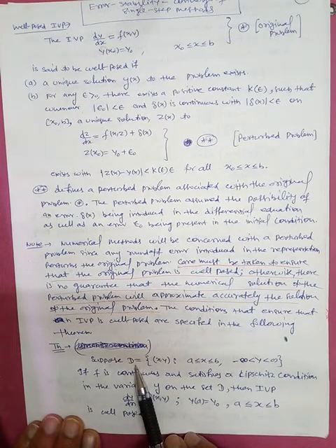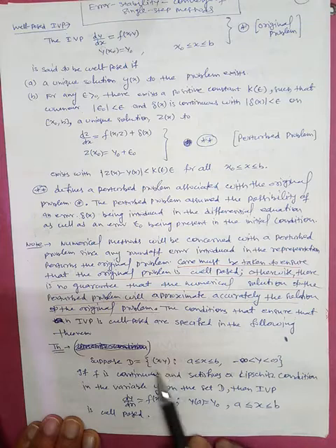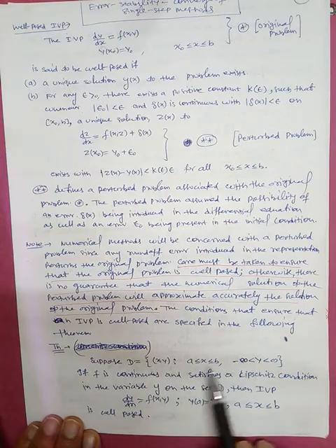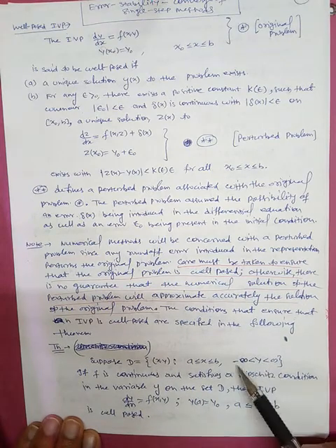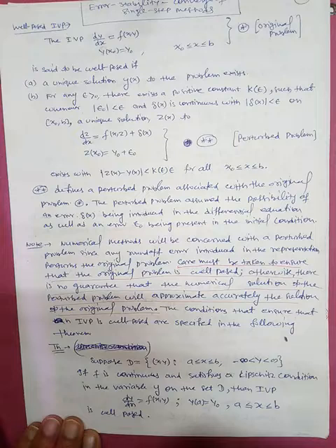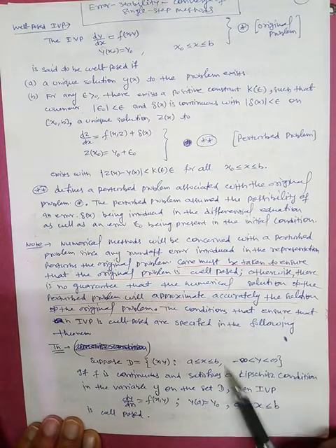Suppose D is the domain having the points of the form (x, y) where x varies from a to b and y is basically from minus infinity to infinity. That means the entire y-axis. This is the entire y-axis. So this is the domain.